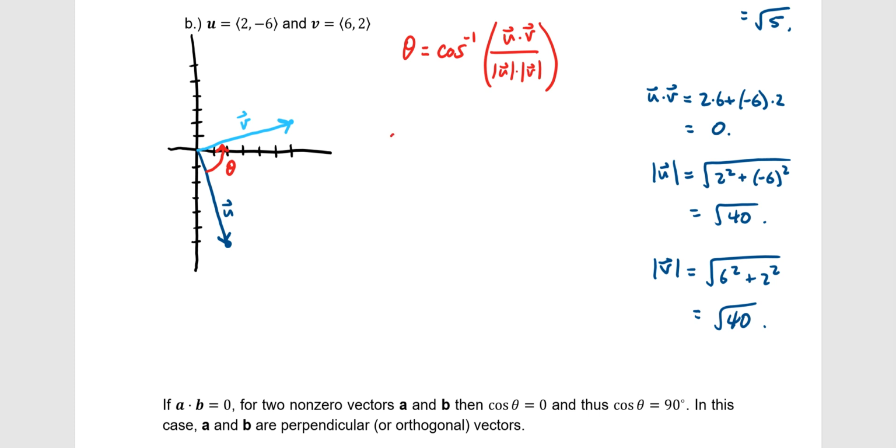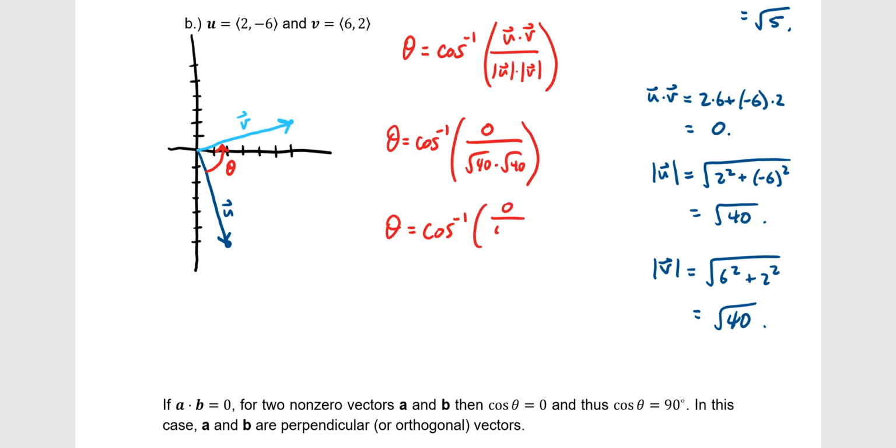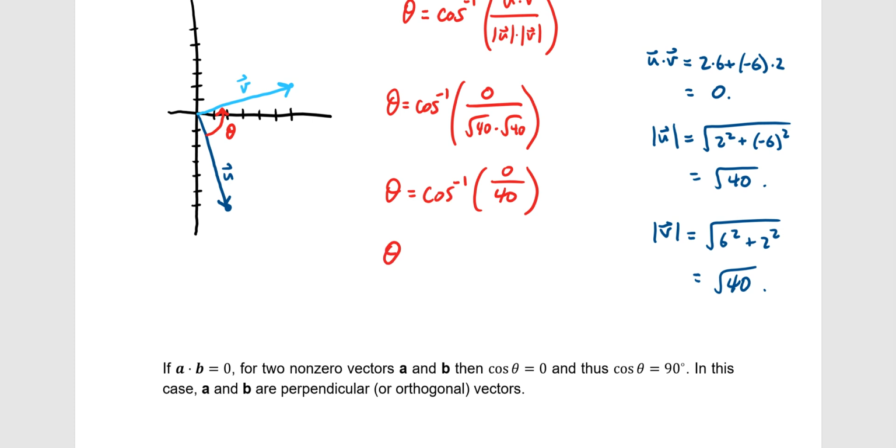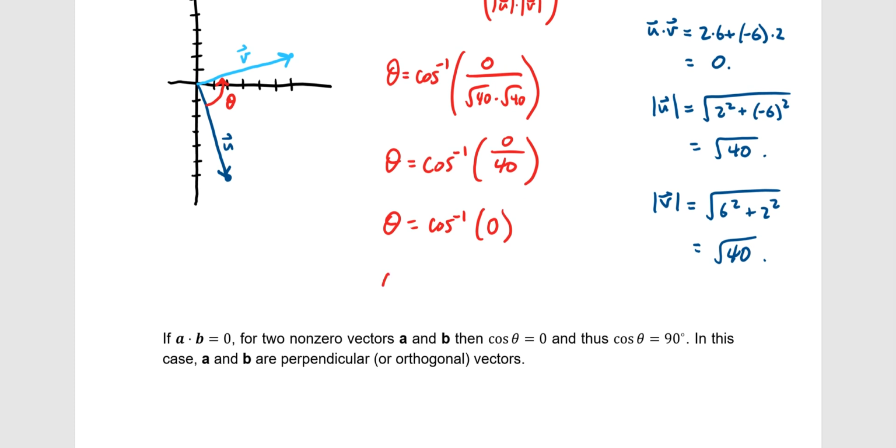So let's go ahead and plug those in. We get theta is cosine inverse of u dot v, which was 0, over the square root of 40 times the square root of 40. And once again, we can probably just skip to the answer right here, but let's just simplify it. That's going to be cosine inverse of 0 over 40, because the square root of a number times the square root of that same number, the square roots essentially cancel off or add up to an exponent of 1. So all we have to do here is cosine inverse of 0. So cosine inverse of 0 is actually going to give us 90 degrees.